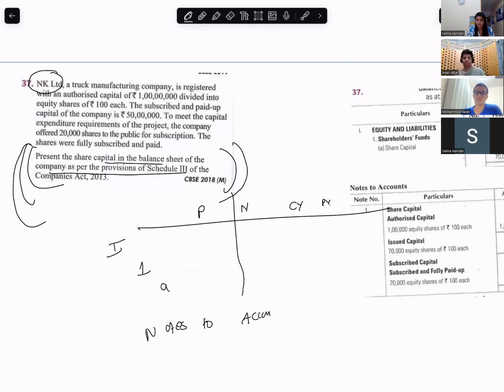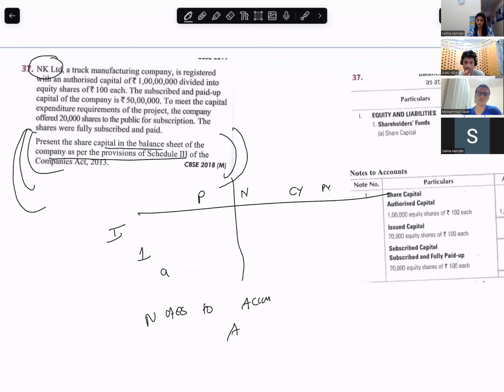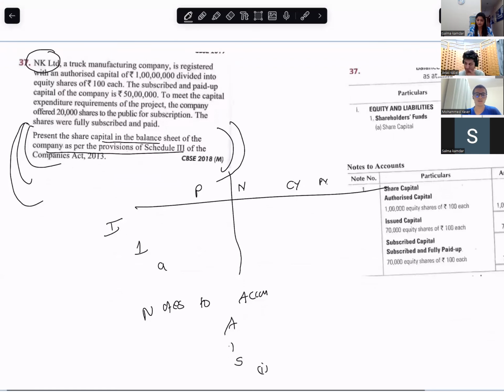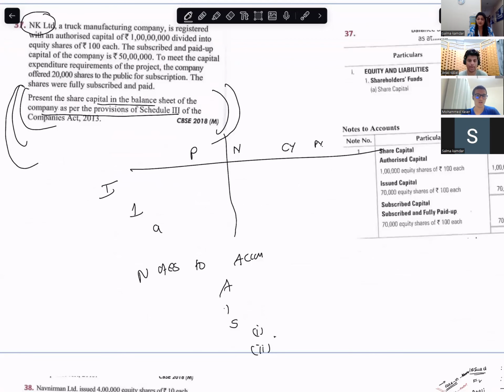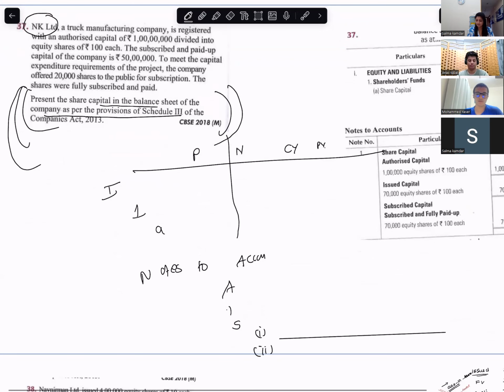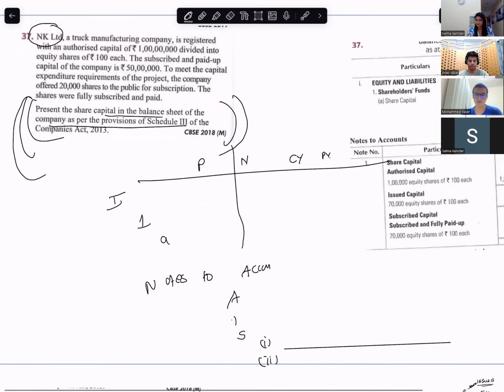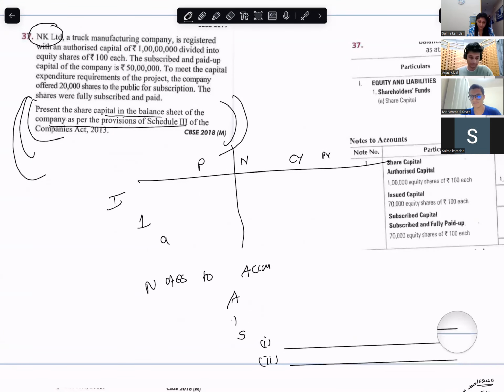In notes to account, what will I write? Note number, share capital, particulars, amount. Then in that we'll write share capital, authorized capital, issued capital, subscribed capital. Then 1 and 2. In authorized capital we'll write the authorized capital amount. Subscribed 1 and 2, what is it? It will be subscribed and fully paid up, subscribed and not fully paid up. Very good. Okay, fine.